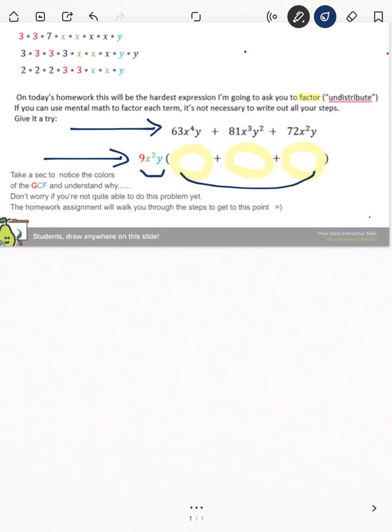Let's take a look at this first term. If you look at the prime factors, you see that it's broken down into several pieces. There was a note here that said, take a look at the colors of the GCF. When I factor the GCF out of the first term, I'm going to write what's left. When I take all the colored terms out, I'm left with 7x squared.